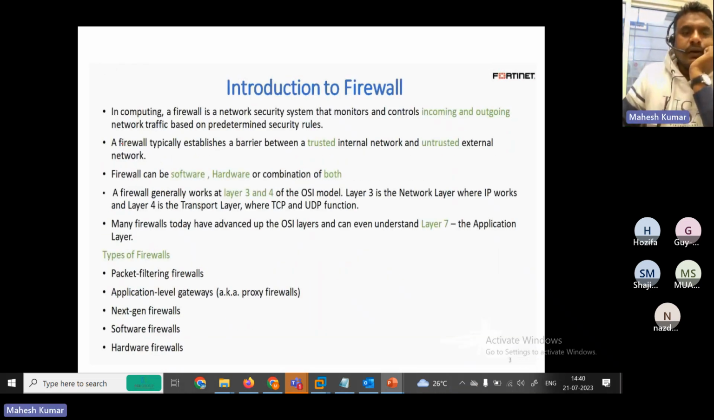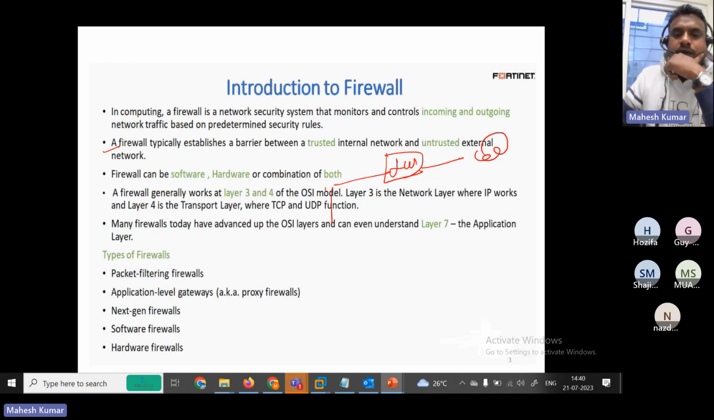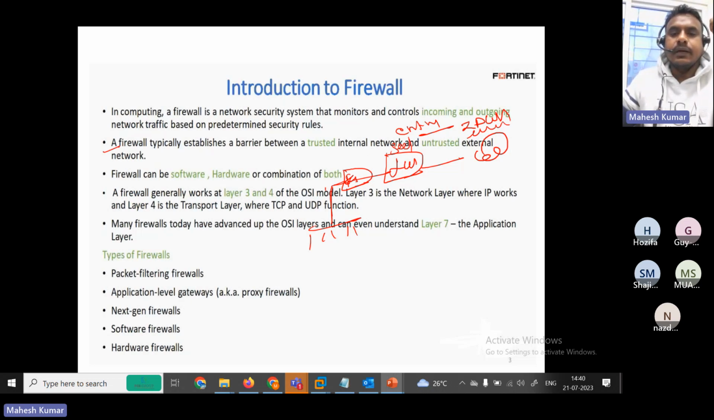And what is the second option? A firewall typically establishes a barrier between a trusted internal network and the untrusted external network. Like this is a firewall, and it is connected with the public network. Same scenario, this is our LAN side, connected with a switch. So it is a barrier. Barrier means some security guard we keep before our school or college or offices, right? In entry, if they have an ID card, it will allow. An unknown person cannot be allowed inside the office. The firewall behaves like a barrier between your private IP and the public network.